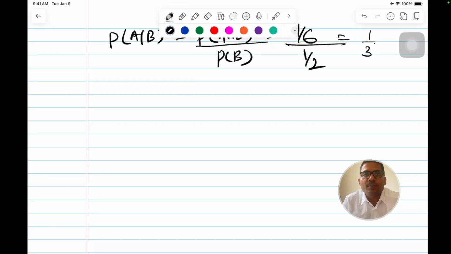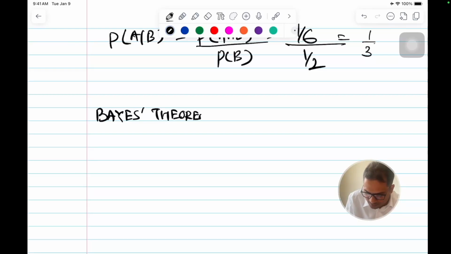This topic is Bayes theorem, very important. It's just a refactoring of conditional probability, but it's used widely. So this is Bayes theorem. So what does Bayes theorem say? This is just a formula, and then I'll show you something that is used.